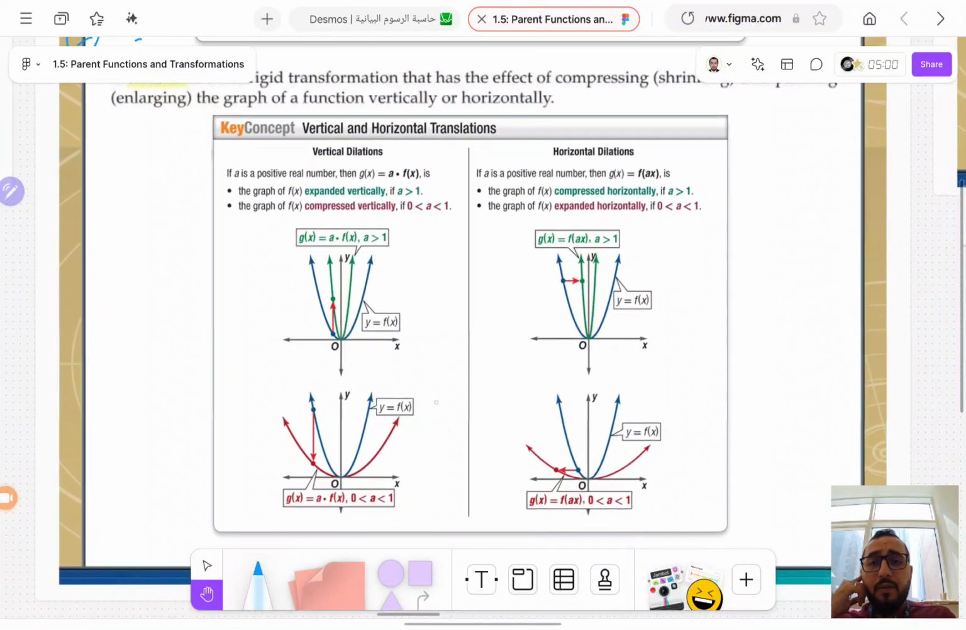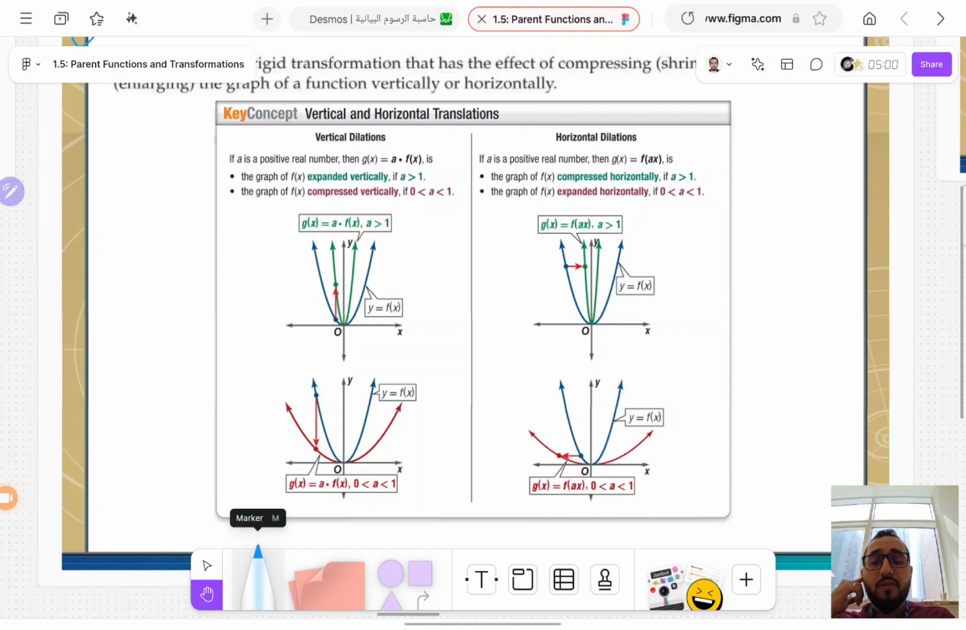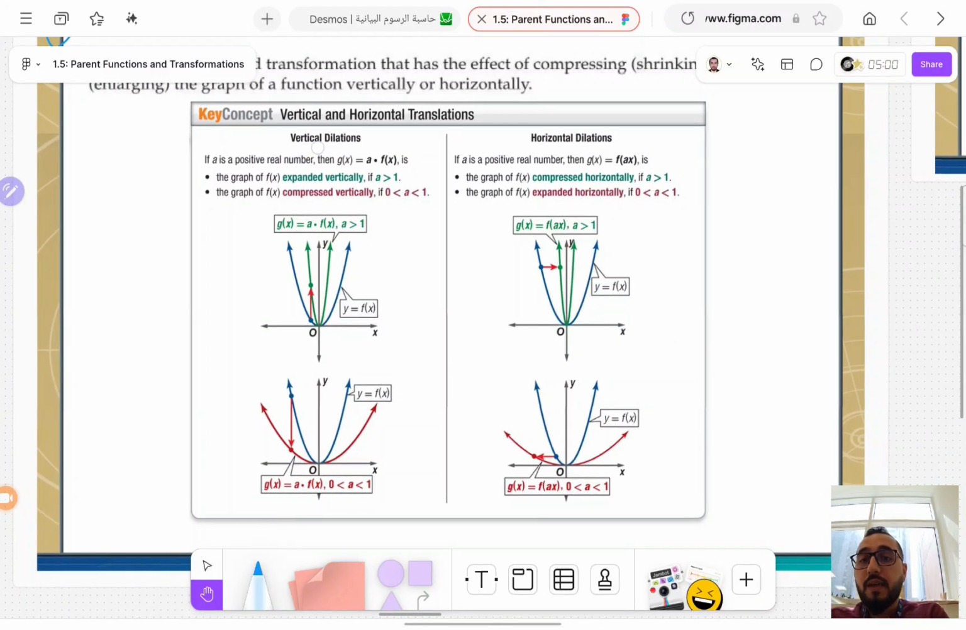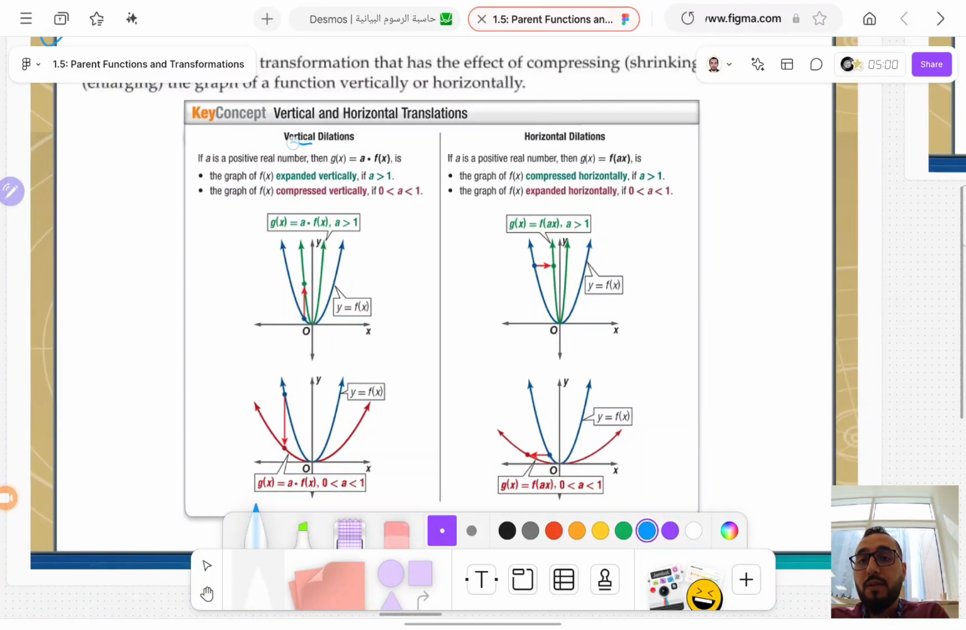Then we have the vertical stretch and vertical compression, and horizontal stretch and horizontal compression. Now, how do you differentiate between vertical and horizontal? Vertical is always related to the letter a in the formula. If you look at the letter a in any formula that we studied, when a is positive, greater than 0, meaning 1, 2, 3, a whole number, that means it's a vertical stretch.